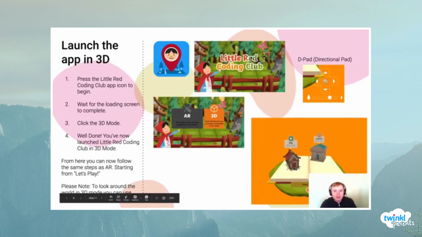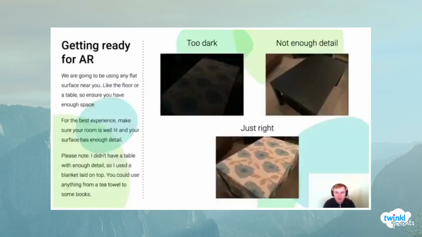So, as you can see, we launched the app in 3D, following the various steps, and we also used the directional pad to move around the 3D world. We also got ready for AR. This is useful to know if your area is too dark or doesn't have enough detail.